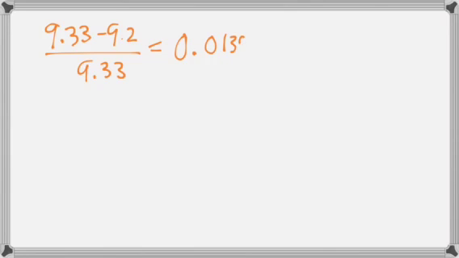If I do 9.33 minus 9.2 over 9.33, I get, somebody help me out here, 9.33 minus 9.2, 0.0139. What's that as a percent? 1.39%. So really close. So the graphical method is great because it's quick. It gets us approximate solutions. The algebraic is exact.